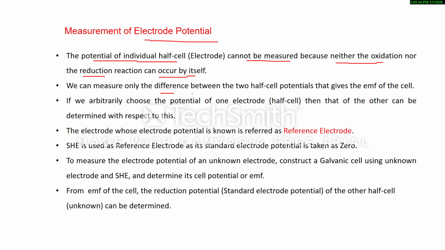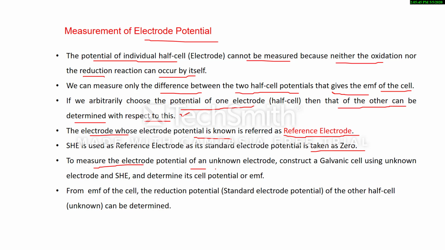We can measure only the difference between the two half cell potentials, which gives the EMF of the cell or cell potential. If we arbitrarily choose the potential of one electrode, then that of the other can be determined with respect to this one. The electrode whose electrode potential is known is the reference electrode. As we already discussed, SHE is one of the reference electrodes, and its standard electrode potential is taken as 0.